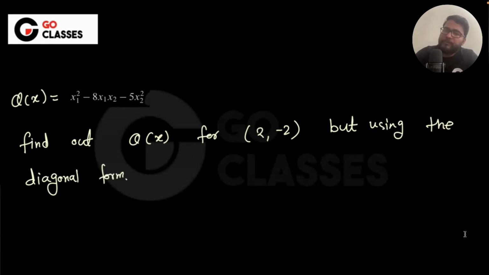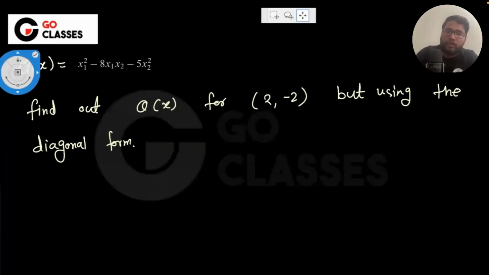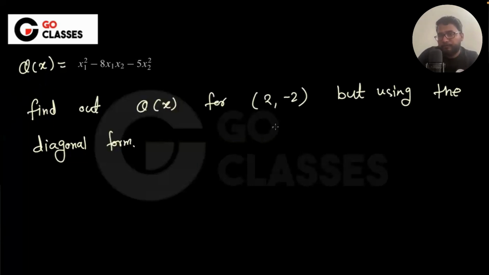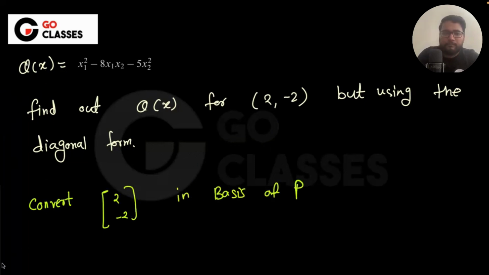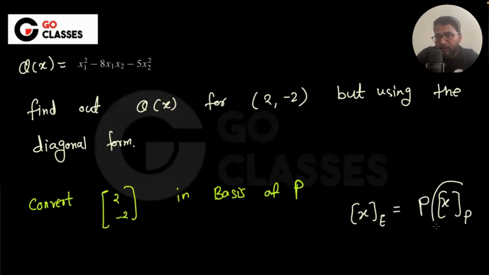So what is the first step? I will be converting this (2, -2), which is in the standard basis, to y, in the basis of P. So convert. How to convert? If you remember, if something is in the standard basis and I want to represent the same thing in some other basis, let's suppose P, then I need to multiply by P. So I will be multiplying by the P transpose.